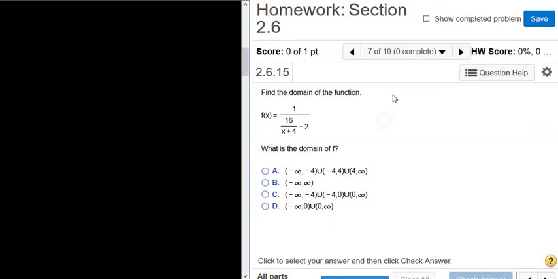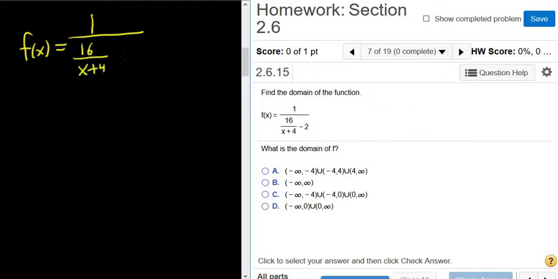Find the domain of the function. So our function here is f of x equals 1 over, and then on the bottom looks like we have 16 over x plus 4 minus 2. So the domain of a function is the set of inputs. It's all of the x values that you can plug in that actually make sense.